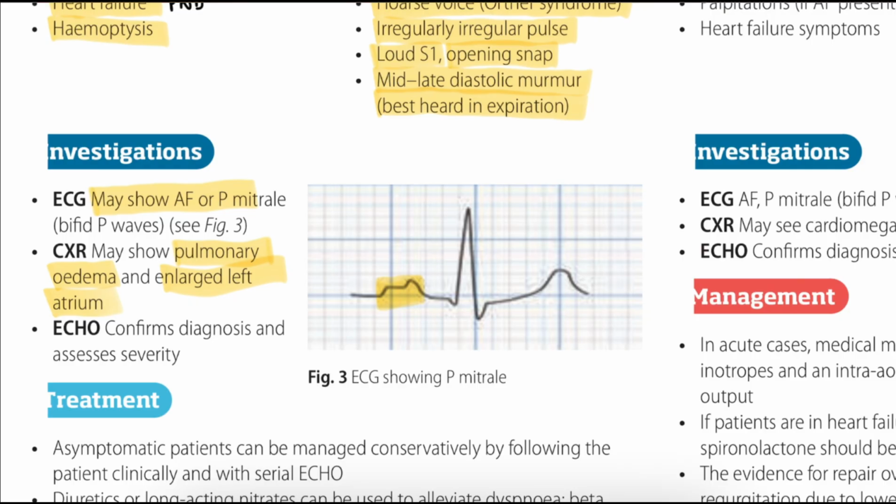Next, we can do echo. Echo is the best investigation to confirm the diagnosis. It will show the valve area, gradient and severity of the mitral stenosis.